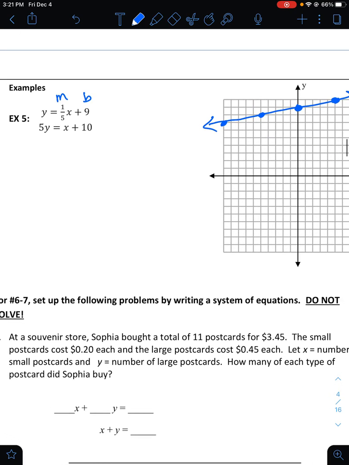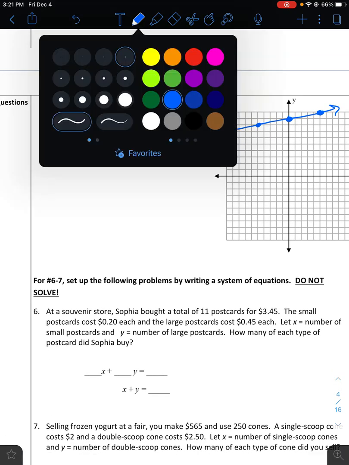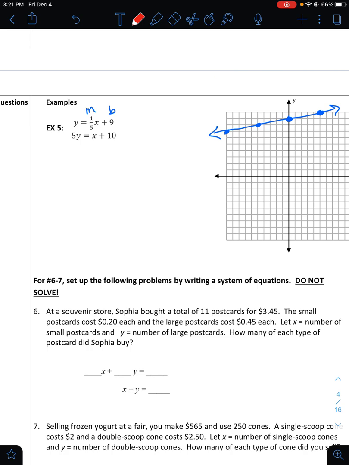All right, I graphed my first one in slope-intercept. My second one, it's almost in slope-intercept, but it's not quite there. So I'm going to do one more step. I'm going to divide by 5. So I will have y equals, now remember there's an imaginary 1 there. So 1/5 is my slope. 10 divided by 5 is 2. So there's your m and your b.